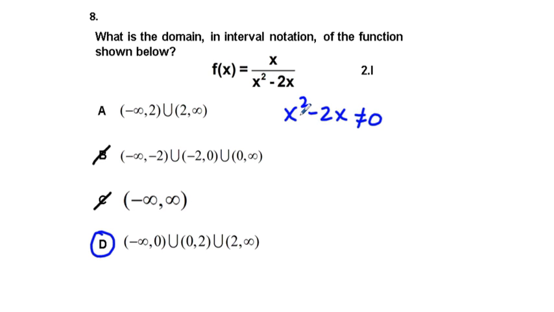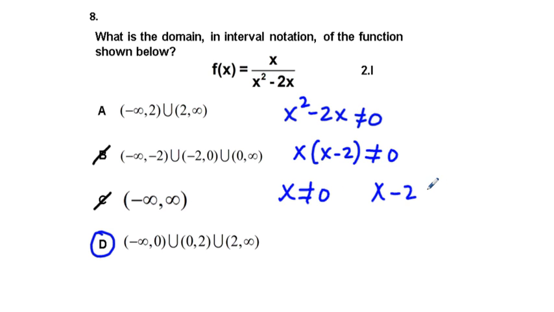Well, our common factor between x squared and negative 2x is x. So x times (x minus 2) is not equal to 0. So we know that x cannot equal 0, and x minus 2 cannot equal 0. So x cannot equal 2, which we already found out. So we set one factor not equal to 0, and the other factor, this one here, x minus 2, not equal to 0.